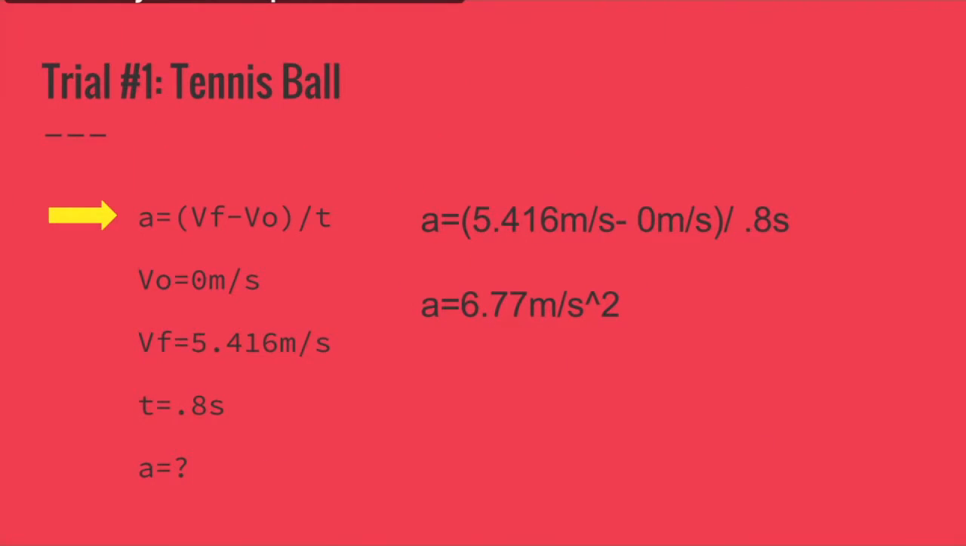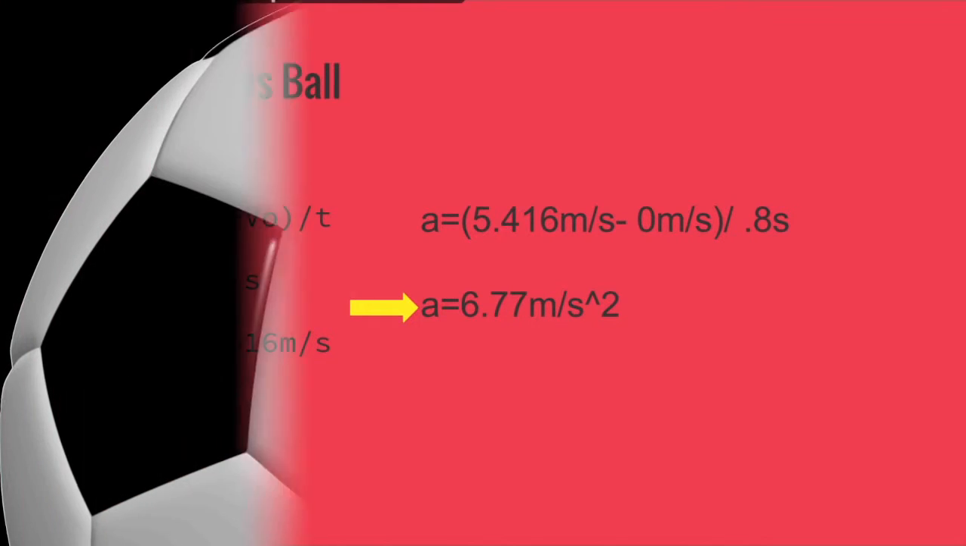So now we're going to find the acceleration for the tennis ball. So we're going to use the equation A equals final velocity minus initial velocity divided by time. Our initial velocity is 0 meters per second, our final velocity is 5.416 meters per second, and our time is 0.8 seconds. So we did 5.416 meters per second minus 0 meters per second divided by 0.8 seconds. And we got 6.77 meters per second squared.